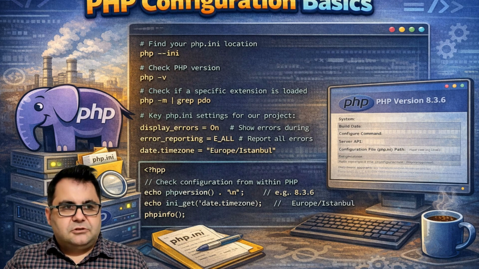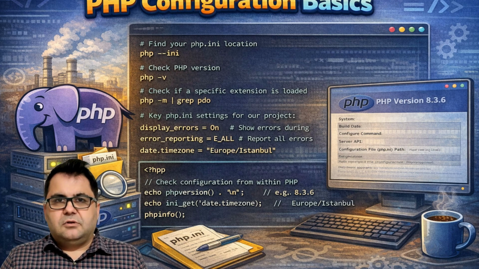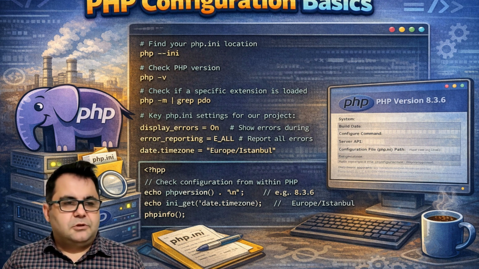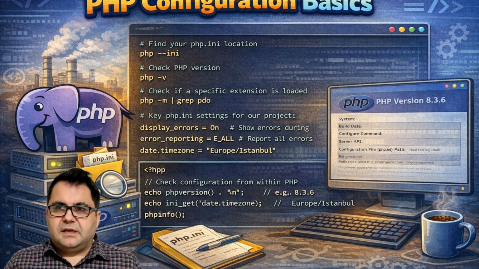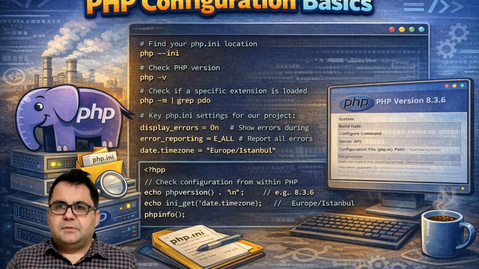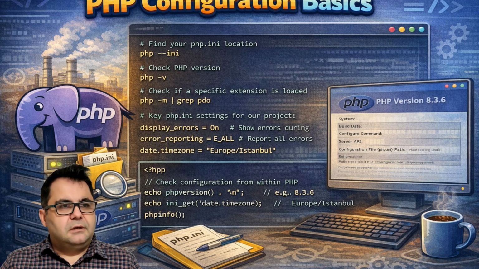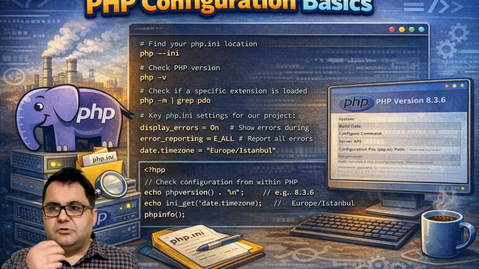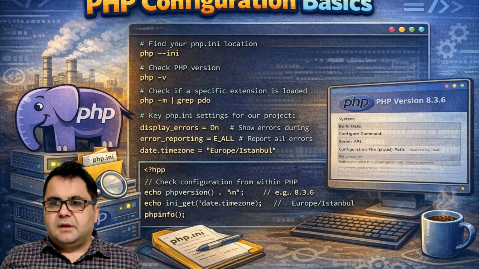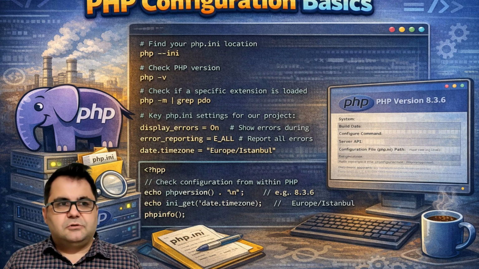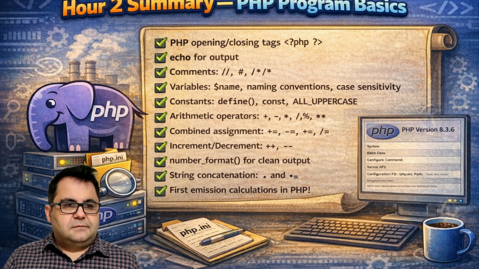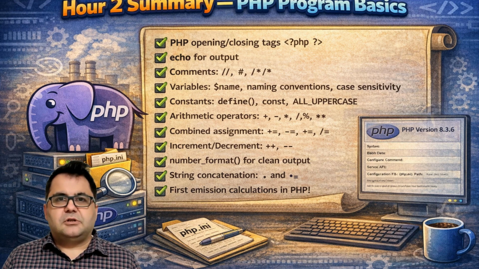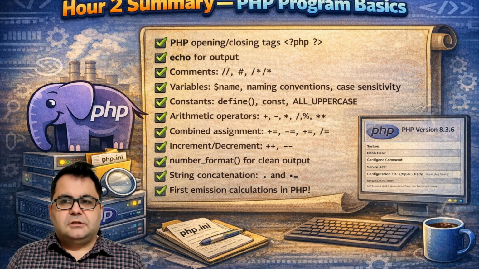For us, that's Europe/Istanbul. You can check your PHP version with php -v from the terminal. The phpinfo function generates a complete page of configuration details, useful for debugging but never expose it on a production server. Run php --ini to find where your configuration file is located. Let me save you hours of debugging by showing you the most common PHP mistakes.